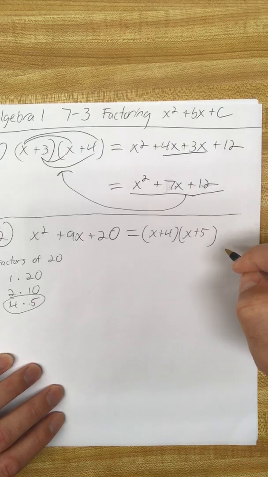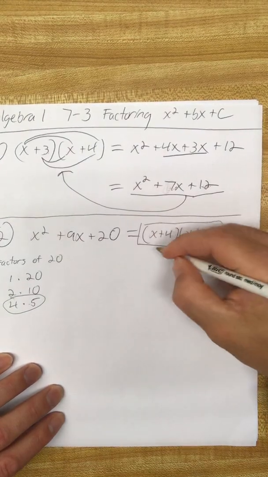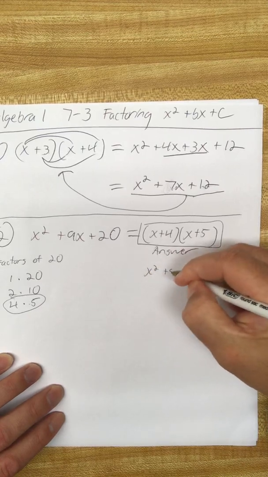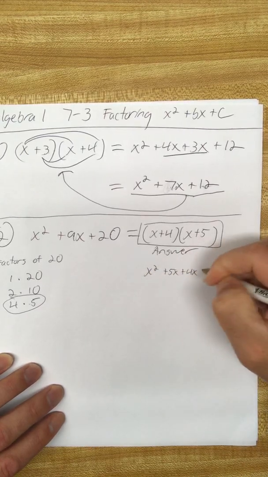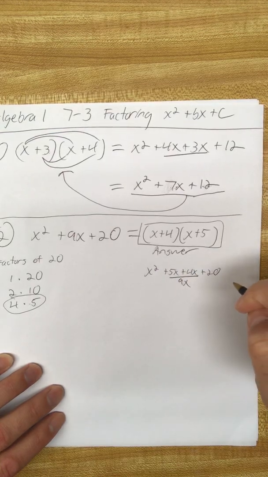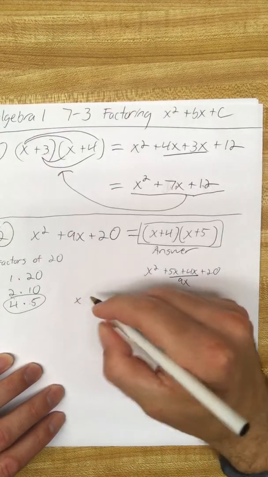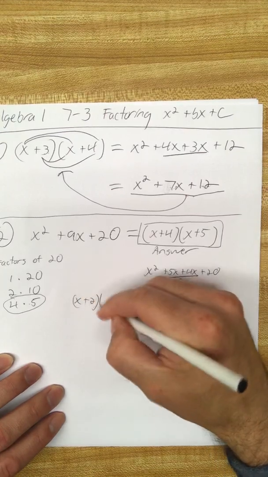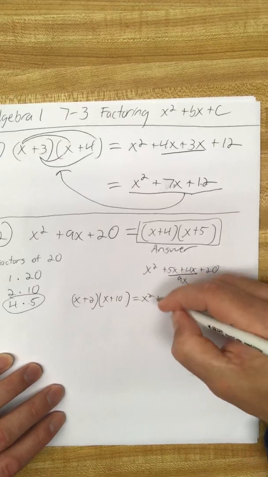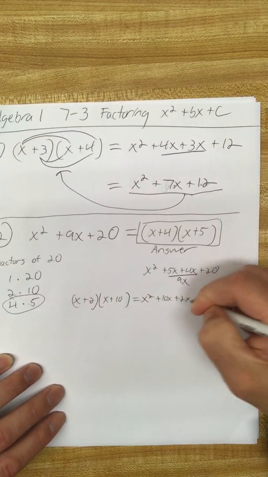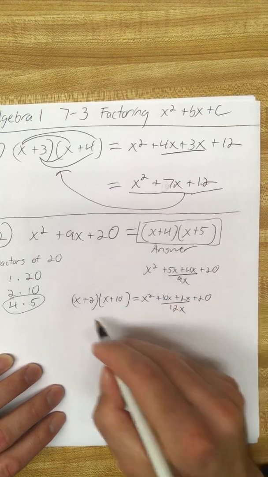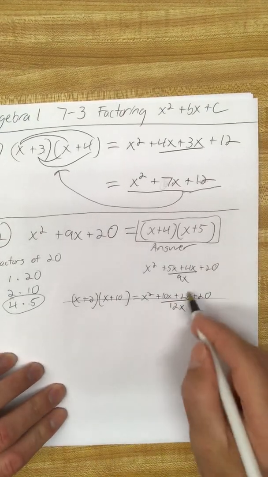So this is your final answer. But again, when you multiply it out, you get x squared plus 5x plus 4x plus 20, and right there's my 9x. So again, that's your answer. If you would have went with these other factors like x plus 2 times x plus 10, that's not going to work out because that would give you x squared plus 10x plus 2x plus 20. So notice the 20 works out, but right there you're going to get 12x. So that's why that does not work.